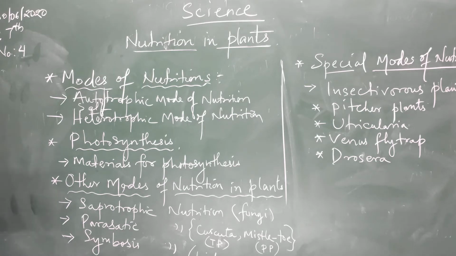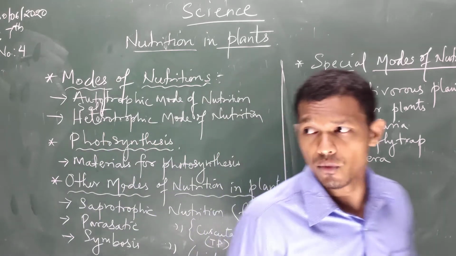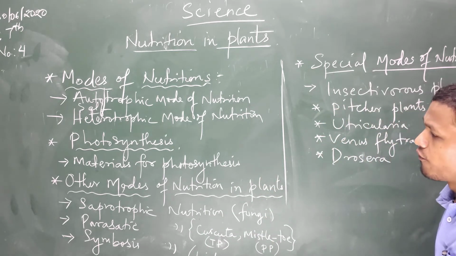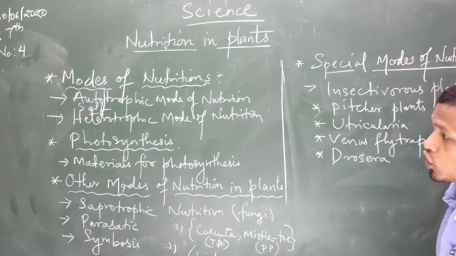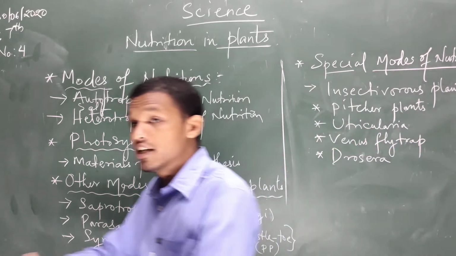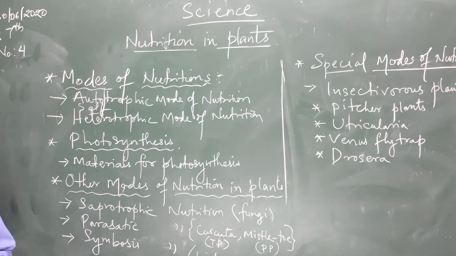Synthesis means preparing food. Where is it preparing food? In the leaf. So, what are the materials for photosynthesis? To carry out the process of photosynthesis, it requires raw materials which are present in the surrounding. The plant requires some raw materials to carry out this photosynthesis.